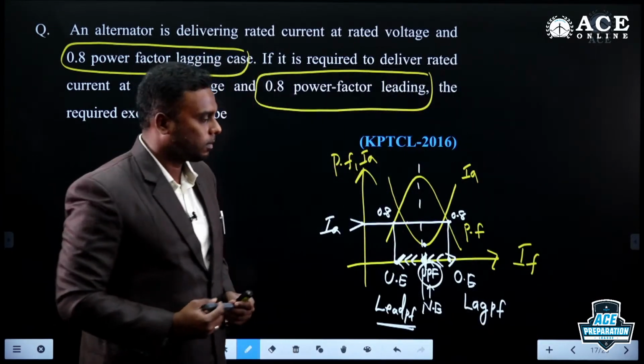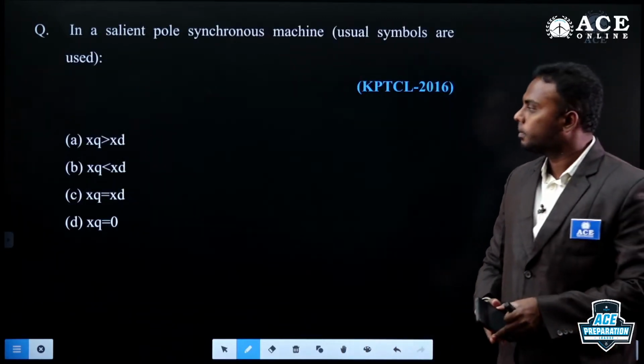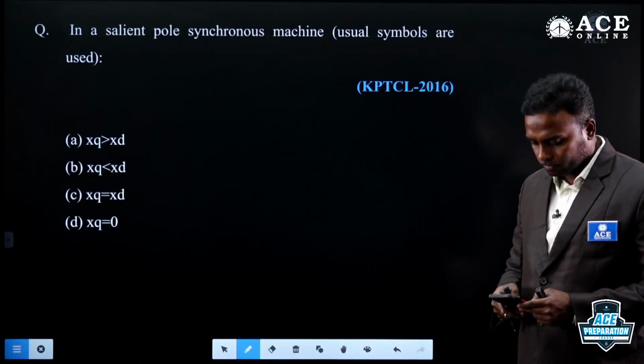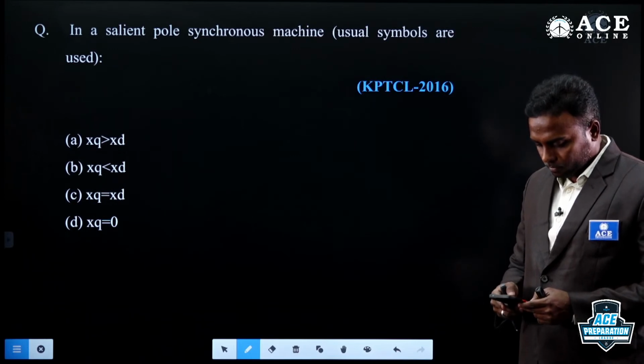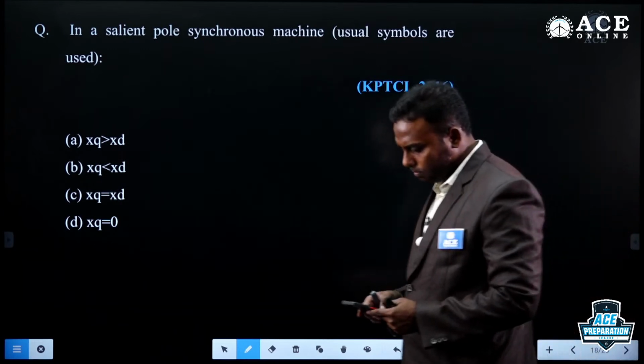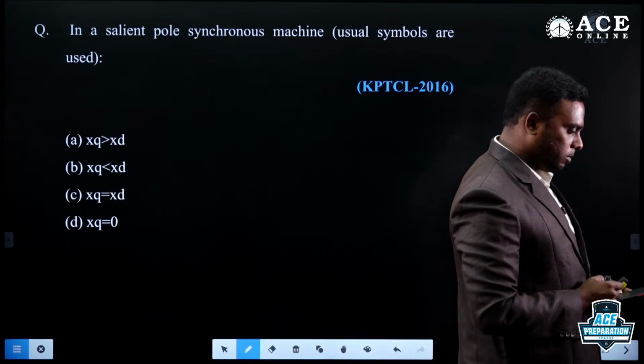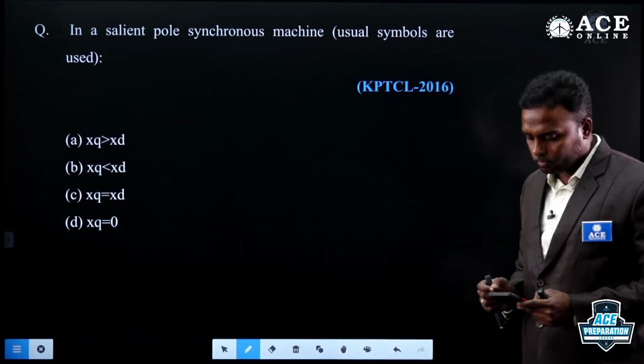Next question. Let's see the next question. Try to answer this quickly. Yes, right. Stability is also more. An over-excited machine is always stable, whether generator or motor.